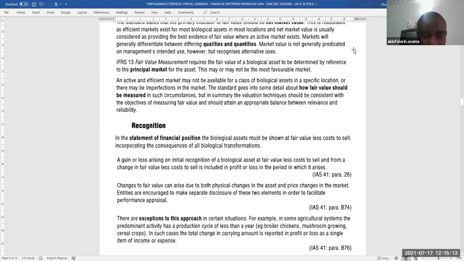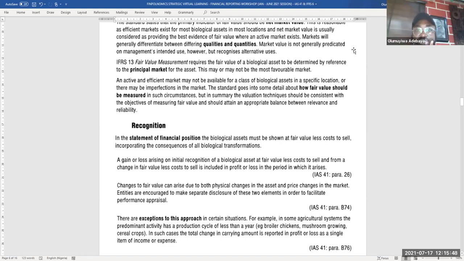There are exceptions to this approach in certain situations. For example, in some agricultural systems, the predominant activity has a production cycle of less than a year, for example, broilers, chicken, mushroom growing, cereal crops. In such cases, the total change in carrying amount is reported in the profit or loss as a single item of income or expenses.